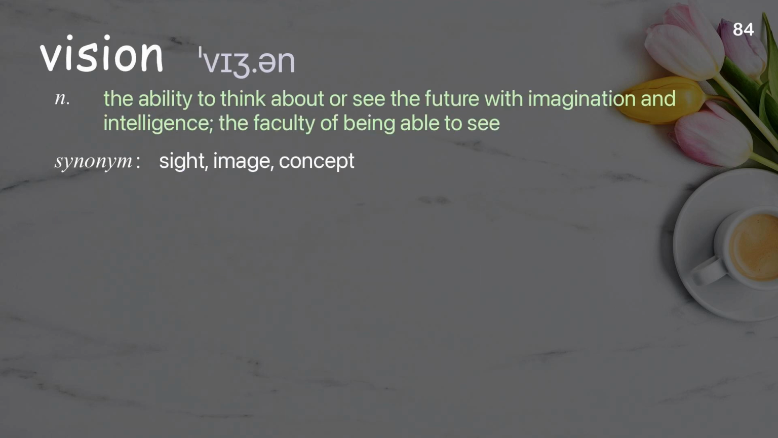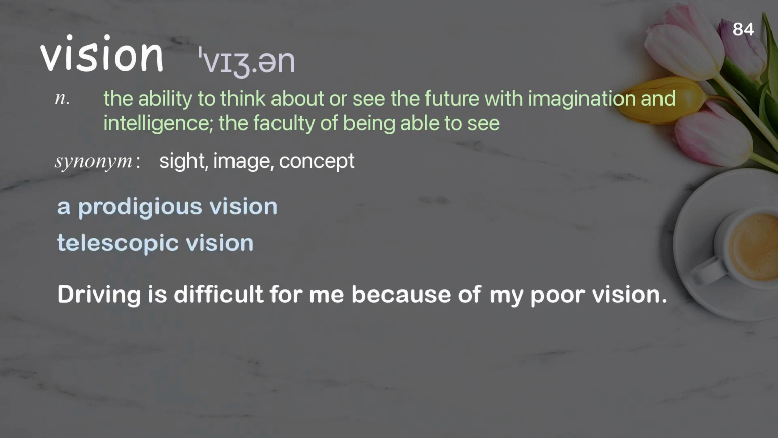Vision. The ability to think about or see the future with imagination and intelligence; the faculty of being able to see. Examples: a prodigious vision, telescopic vision. Driving is difficult for me because of my poor vision.